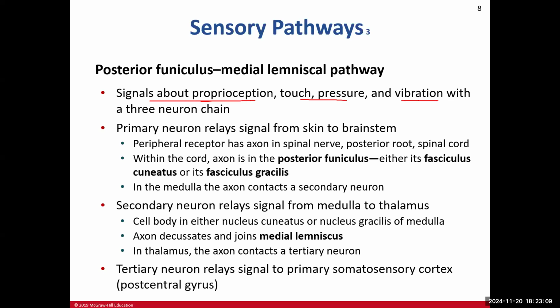So the primary neuron is always, always out in the periphery somewhere. Okay, it's associated with the receptor of some sort. And so it's essentially going to go from the skin, and in this case, it's going to go all the way to the brainstem. It's going to travel through the spinal cord, but it's not going to synapse on anything in the spinal cord there. So it's going to go all the way from your toe or from your fingertip, traveling up your arm or up your leg into your spinal cord, and it's going to make its way all the way up to the brainstem. So that means it's got to enter into your spinal cord through the spinal nerve. And since it's sensory, it goes in through the back door. So it's going to go through the dorsal root or posterior root, and then it enters into the spinal cord.